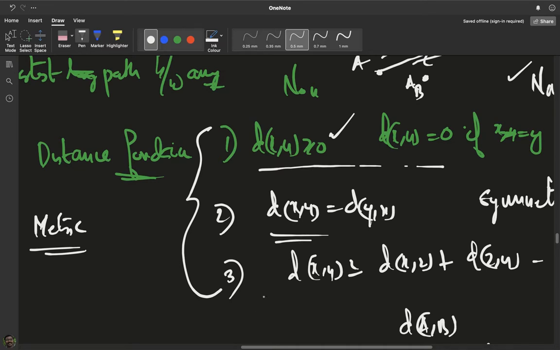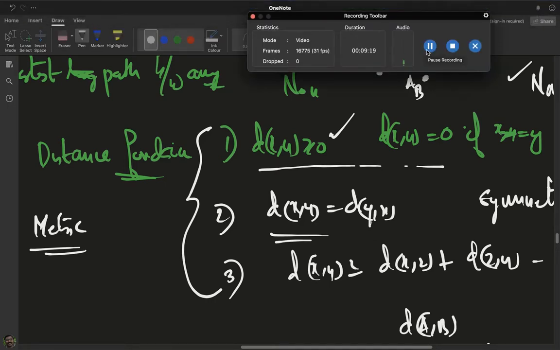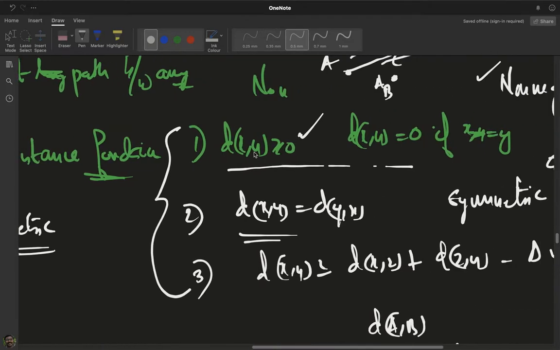The third property is the triangle inequality: the distance between x comma y will always be less than or equal to the distance from x to z plus the distance from z to y, that is, the distance through a fixed point. That property is also there. The distance between any two vertices will have this property also.